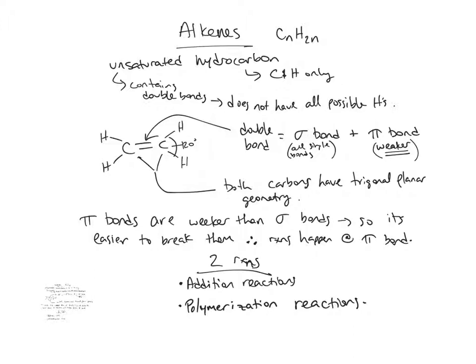And remember, that second part, the pi bond, is weaker. That's where reactions are going to happen. They're going to happen at that pi bond. Also, we see that whenever you have a double bond, you now have that trigonal planar geometry around the carbons. Again, because pi bonds are weaker than sigma bonds, those are easier to break, and that's where those reactions will happen. So we will be looking at two reaction types here, addition reactions and polymerization reactions. Today, we stopped after addition reactions. So let's look at those, and then we'll be done.